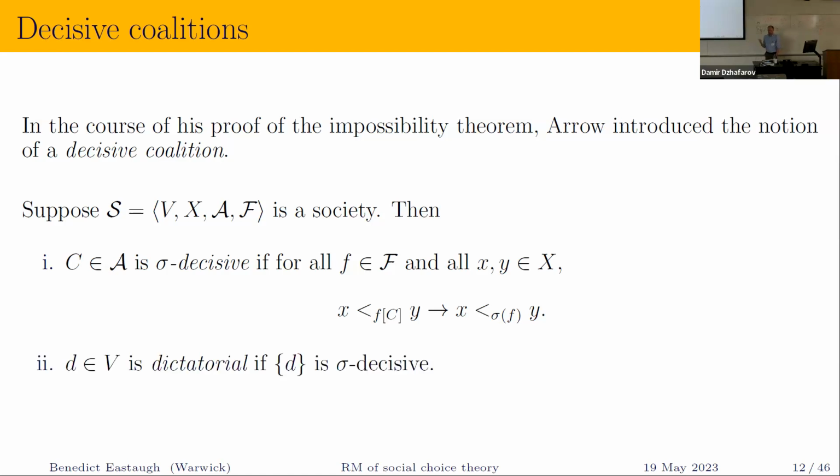And this lets us rephrase dictatoriality. So a voter D is dictatorial just in case the singleton of that voter is sigma decisive. Okay. So we're just going to be using this sort of reformulation of dictatoriality and understanding it through the lens of this more general notion of sigma decisiveness.